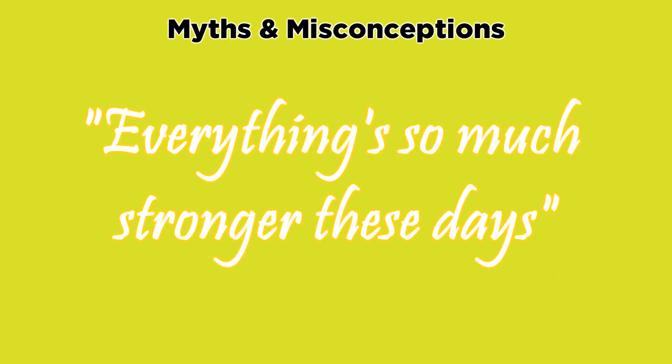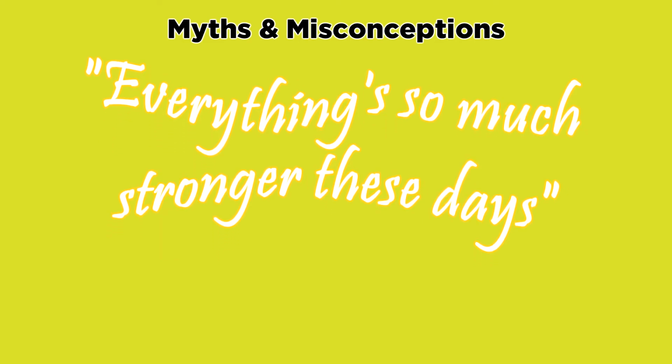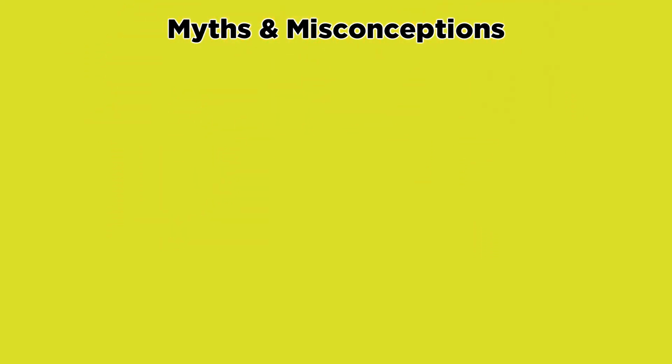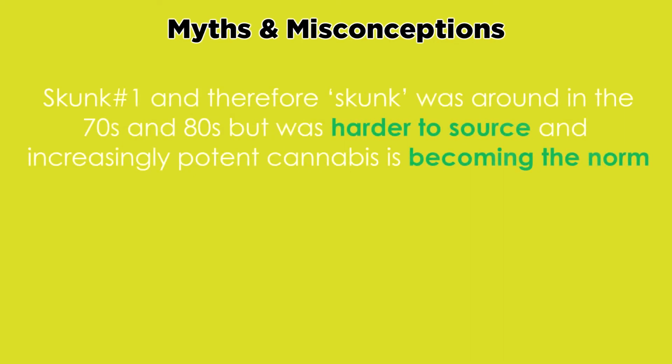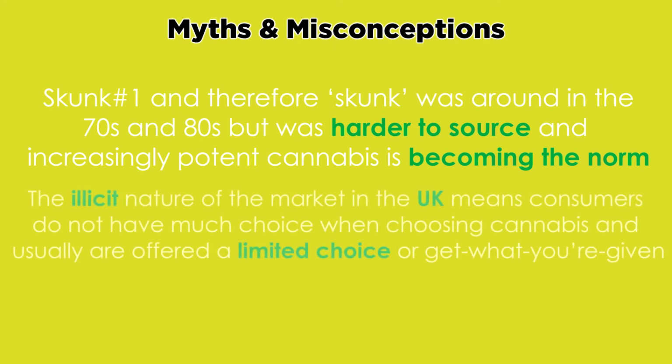Another myth that's doing the rounds is that everything is so much stronger these days. So let's break that down. Skunk, as we know it, was around in the 1970s and the 1980s, but it was much harder to source than it is nowadays, as potent cannabis seems to be becoming the norm. Alongside this, the illicit nature of the cannabis market means that consumers don't always get a choice when choosing cannabis. They're either given a limited choice or a get-what-you're-given basis.